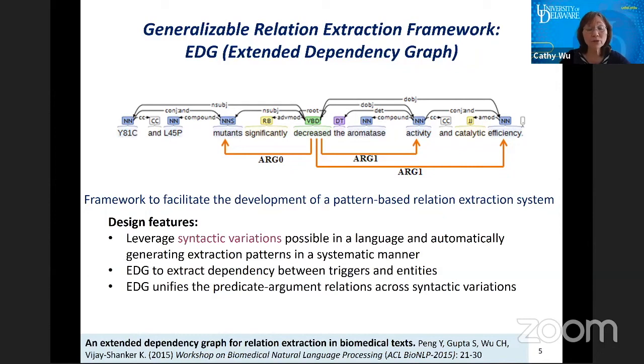So for the information retrieval and relation extraction, we have used a so-called generalizable framework, the extended dependency graph, EDG. So the idea is that with this kind of generalizable framework, we can leverage syntactic variations and automatically generate extraction patterns. So with the generalizable framework, we can adapt the system to quickly develop text mining tools tailored for different bioentities, different relations of interest for different problems at hand.